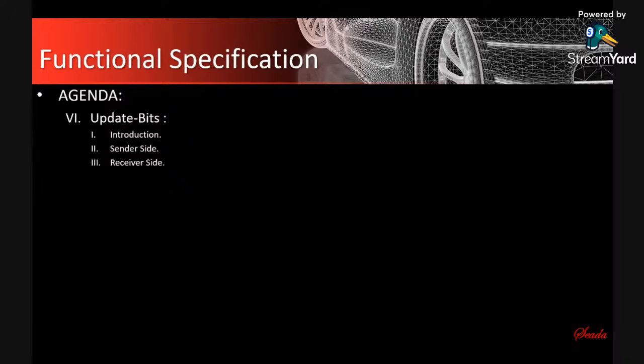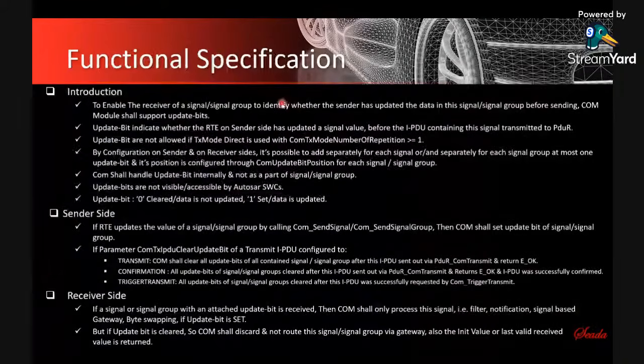Whenever we receive data, how do I know that I received data, or that this data is updated, for example? I don't want to receive the same data every time, since I have it already in the application, it's saved. I don't need the same data every time. So please inform me if there is an update happening to this data. By this concept, it enables the receiver of a signal or a signal group to identify whether the sender has updated this data from his side or not.